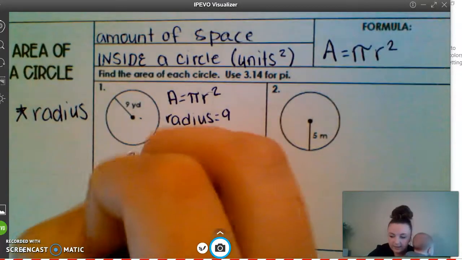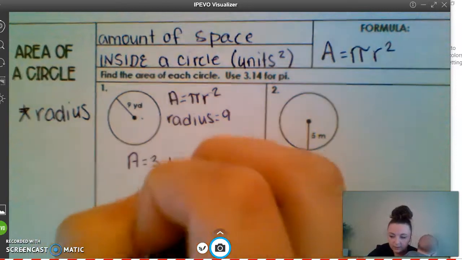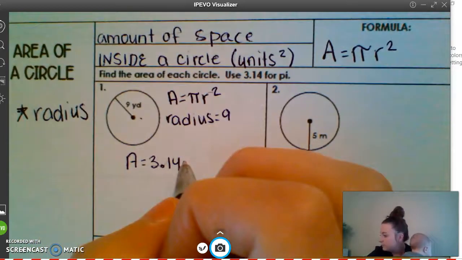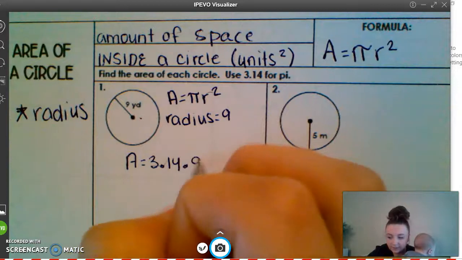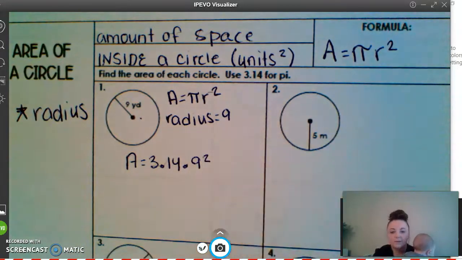So I'm going to have A equals 3.14 times 9 squared.